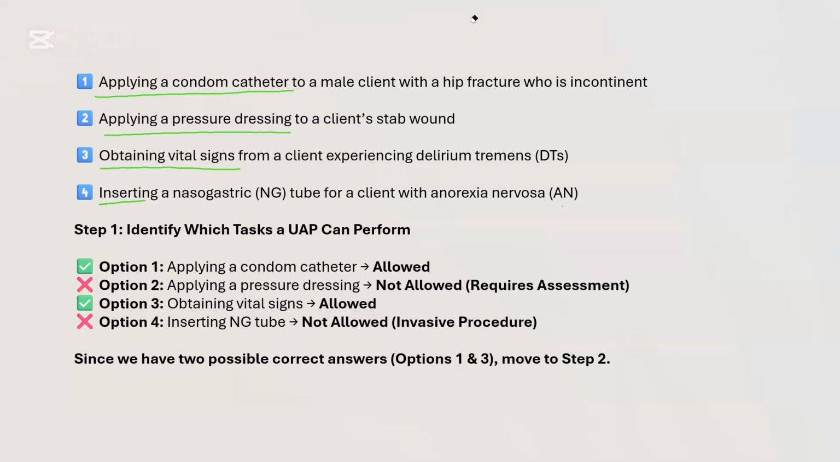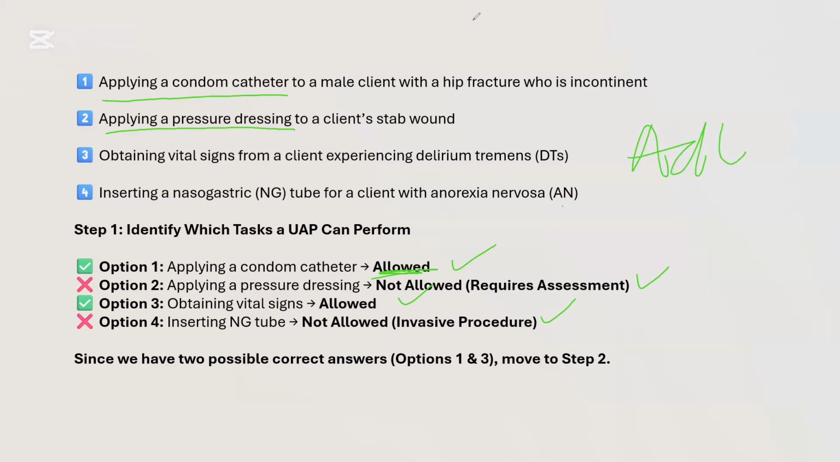Now, if you look below, you can see I have already done the work for you. You are going to ask yourself, can the UAP apply a condom catheter? It's allowed, so that's why I placed allowed right there. Can the UAP do a pressure dressing? No, they cannot. The only dressing they can do is putting on clothing for the patient, which falls within ADLs. But dressing a stab wound, no. They cannot do that kind of dressing, so you can see not allowed.